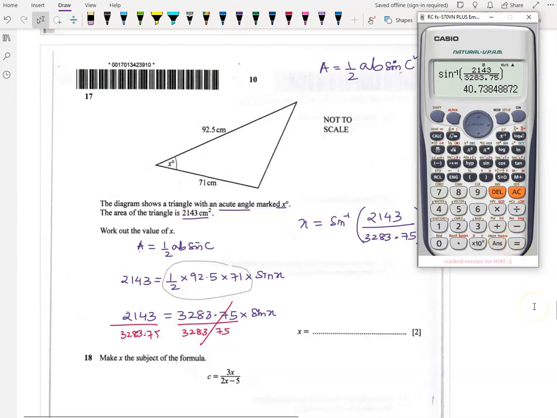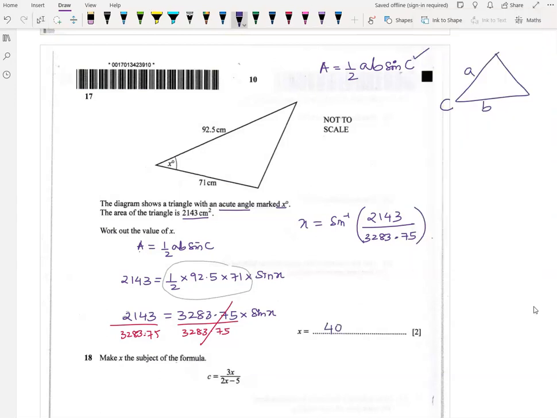So you get 40.738, and since it is an angle, we'll round it to one decimal place. So when you round to one decimal place, it will be 40.7. So your final answer is x equal to 40.7 degrees, and it is an acute angle. Okay, question number 18.